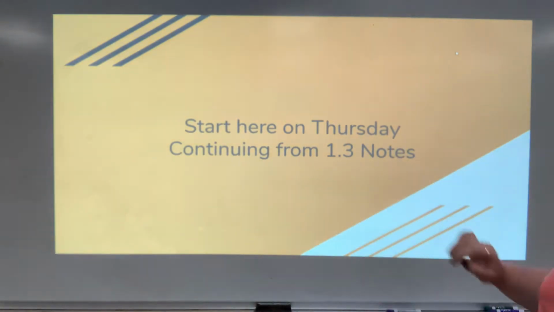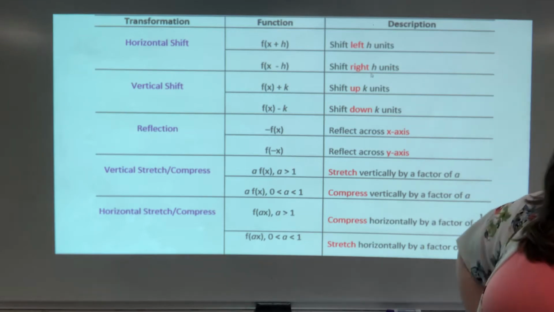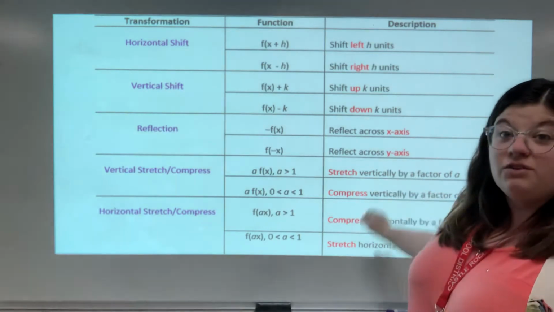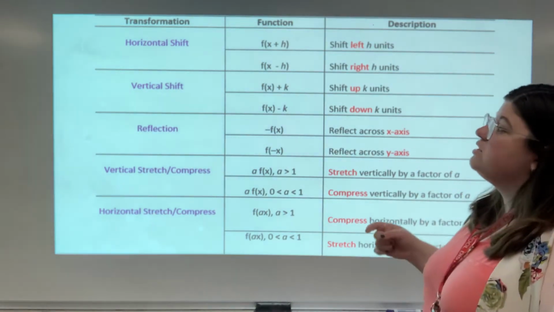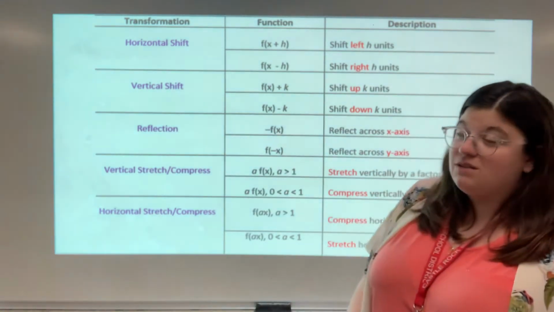We're going to continue finishing the notes from section 1.3, all right? So, picking up where you left off. Hopefully this looks familiar, all right? This was from yesterday's video. We started talking about transformations, transformation rules, and also a little description of what's happening. So last time, if you remember, we talked about horizontal shift and vertical shift. We're going to talk about the rest of these today as well.